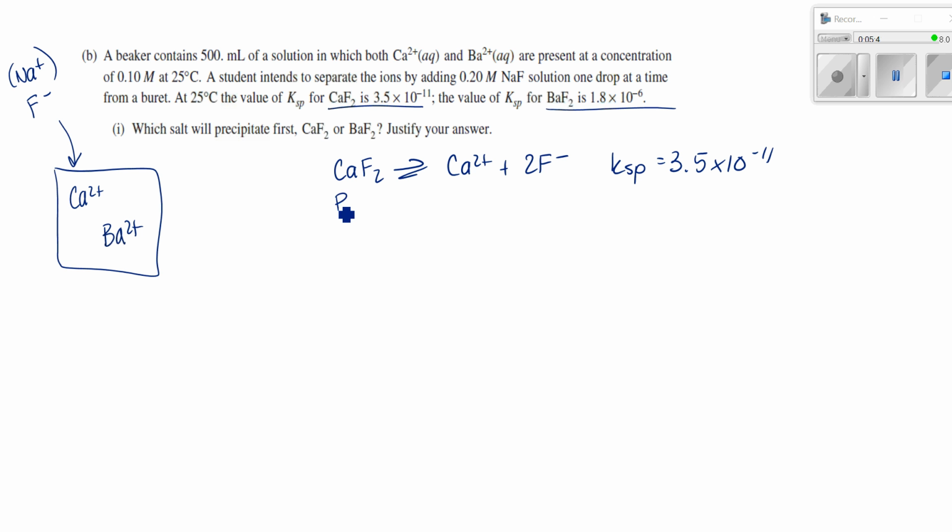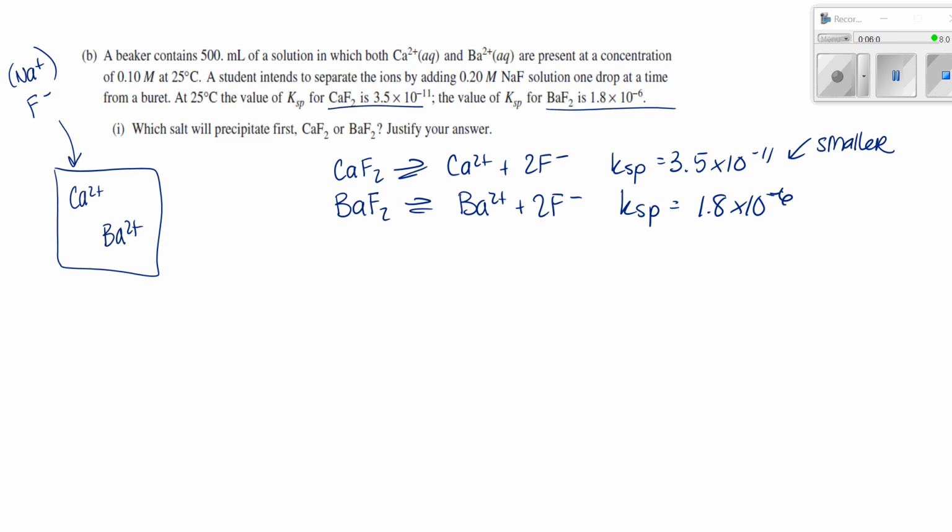And if you take a look at those, you want to ask yourself, which solid is less soluble? Let's see, 2F minus. And if you look at these values, notice how calcium fluoride has a smaller Ksp value.